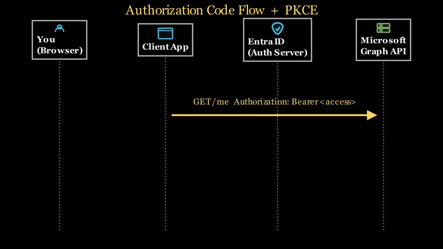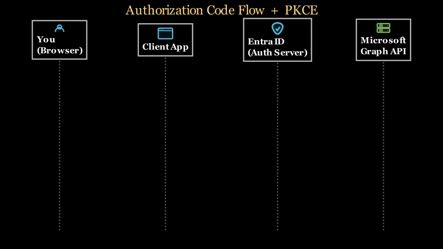Finally, the app calls Graph, putting the access token in the authorization header as a bearer token. Graph validates the token and returns your data. At no point did the app see your password.